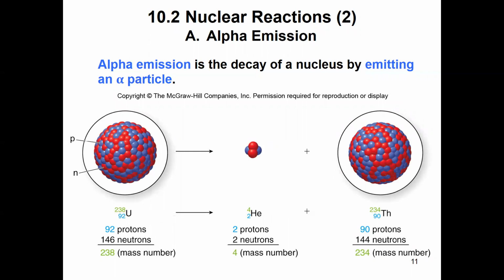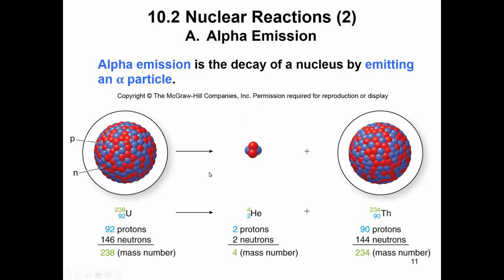First, we'll learn about the alpha emission, which is a decay of a nucleus by emitting an alpha particle, like the name says. So let's look at the example. Uranium 238 on the left. So we see its big nucleus with 92 protons. Uranium is atomic number 92, so 92 protons, and 238 minus 92 is 146. So we know there are 146 neutrons in the uranium 238.